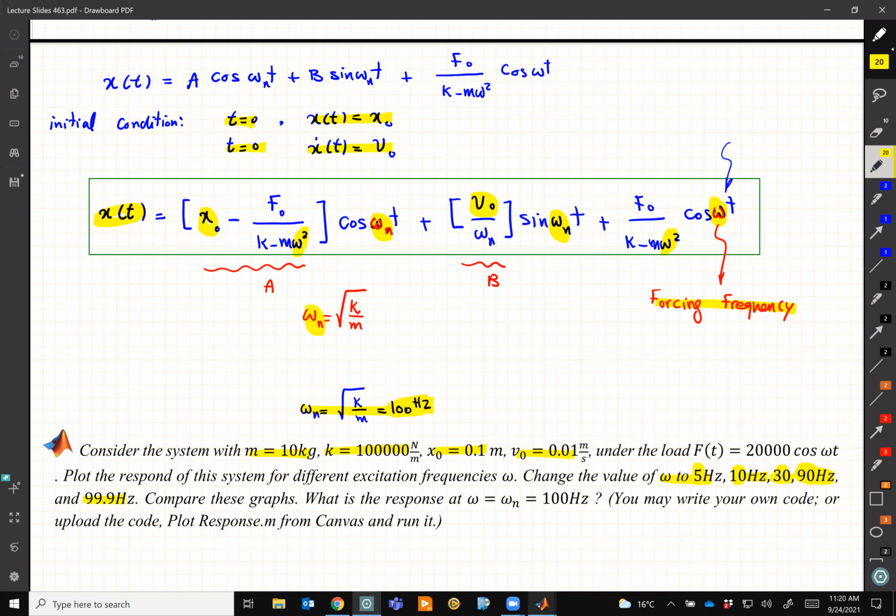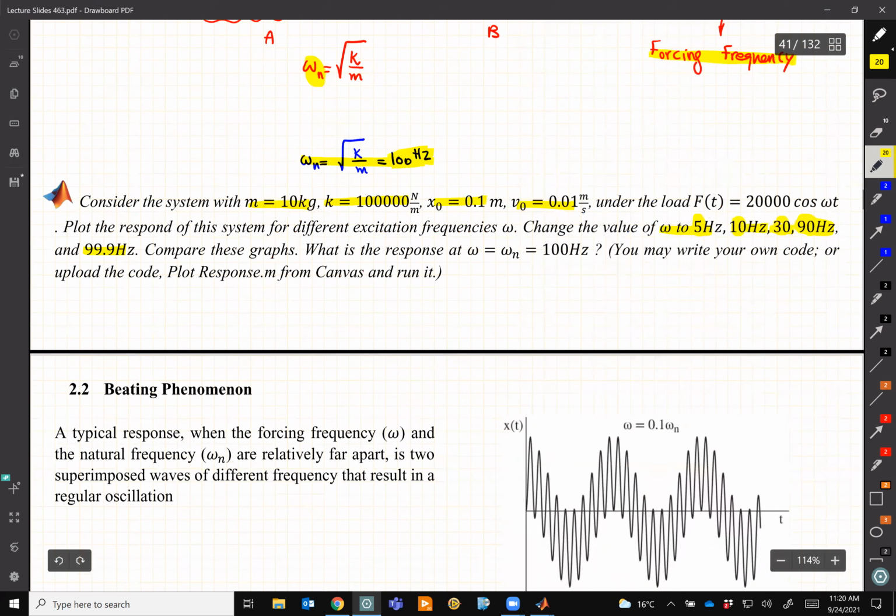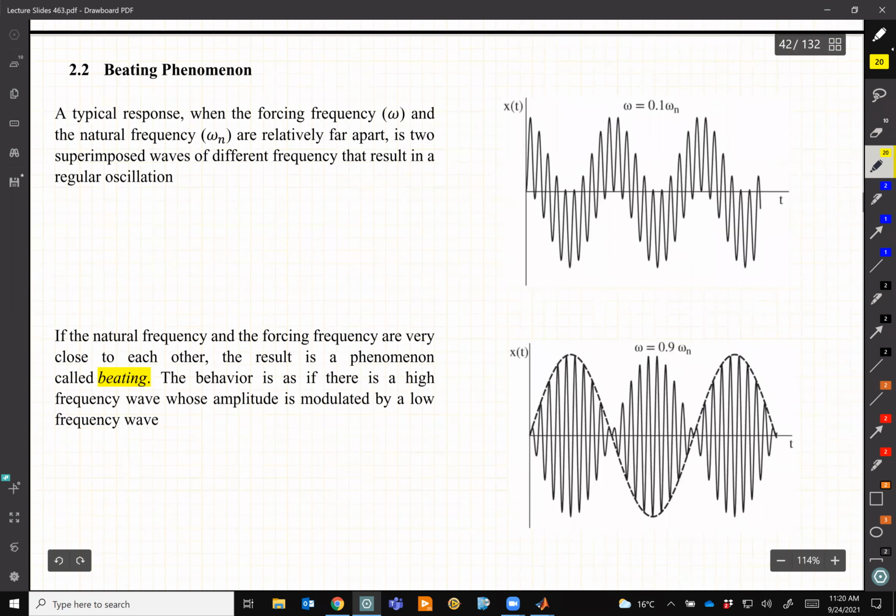We have a simple system. We plugged in some numbers and realized that, depending on the forcing frequency, we are going to see different responses. Two phenomena may happen. One is beating, which happens if the forcing and natural frequencies are close to each other. The second is resonance, when the natural frequency and forcing frequency are exactly matched. Let's figure out the math and see how it goes.